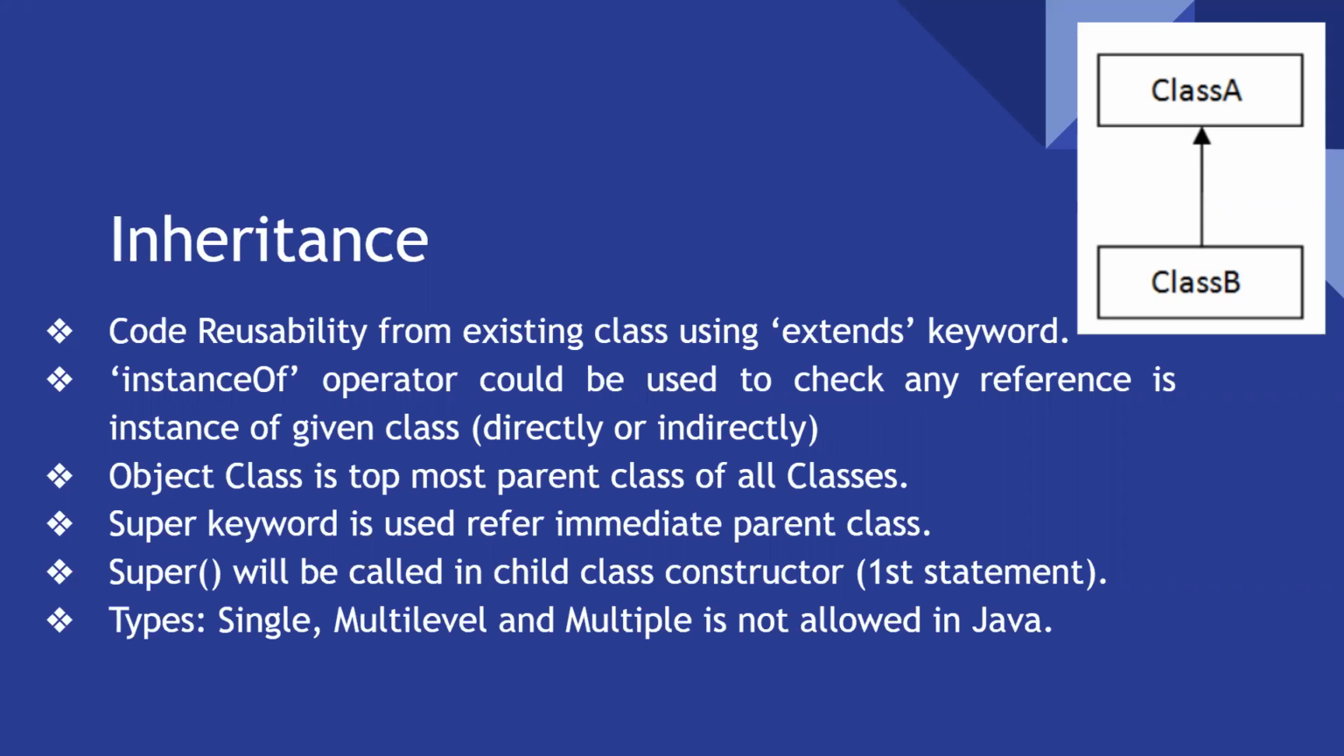And the super keyword will be used to refer to the immediate parent class variables and methods. You can even refer to the immediate parent class constructor as well. By default, the super class constructor will be called in the first statement of the child class, whether you mention it or not. Last but not least, we will be having single level and multi-level inheritance in Java. We will not be having multiple inheritance inside Java.